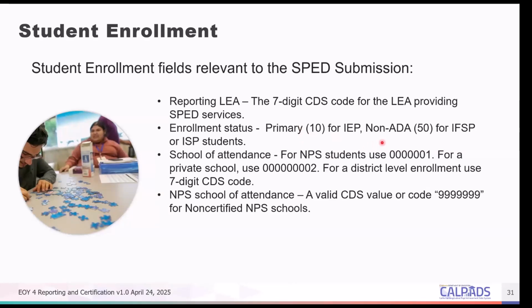If the student is receiving services but is not generating attendance due to IFSP because they are young, or ISP, then it should be a 50 enrollment. Now, is the student enrolled at any of your regular local school sites? If so, then report the applicable 14-digit CDS code. It could even be your district code, right? If the student is at your district level. Now, if the student is in an NPS school, then obviously report the NPS school code. And if they are in private school, you have to report the private school codes.